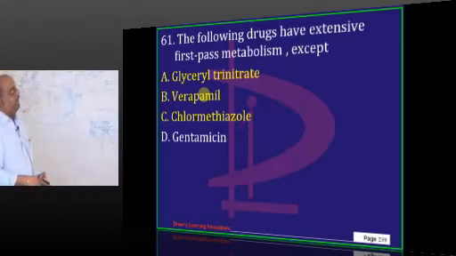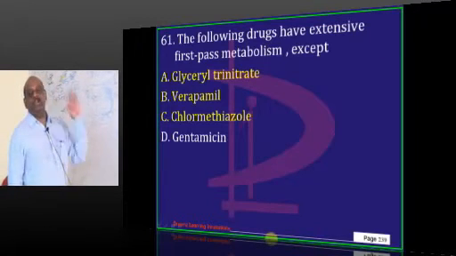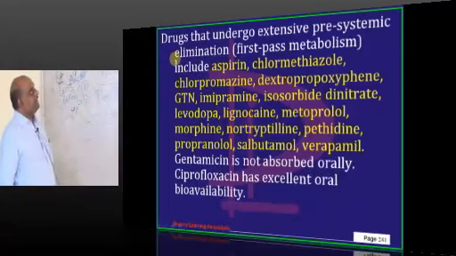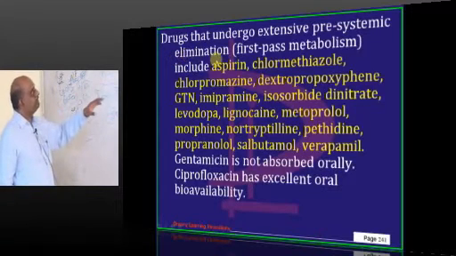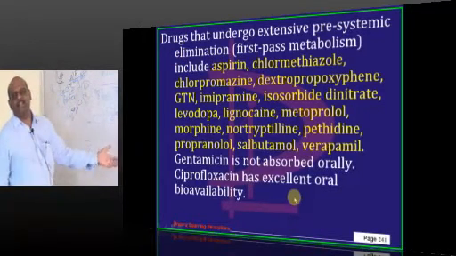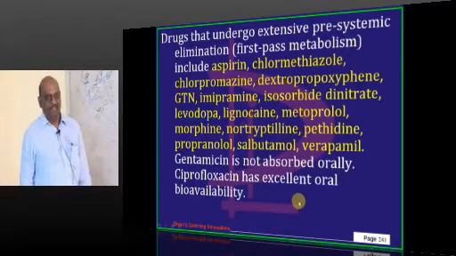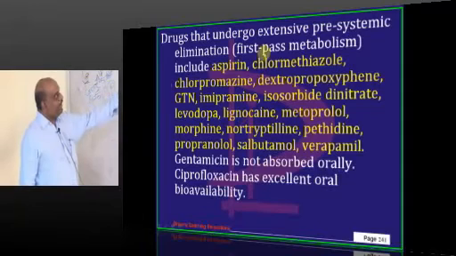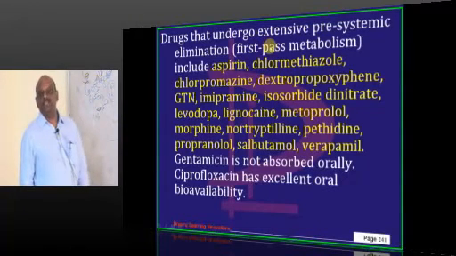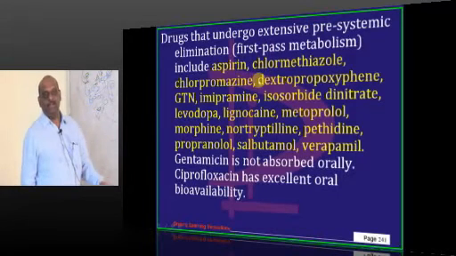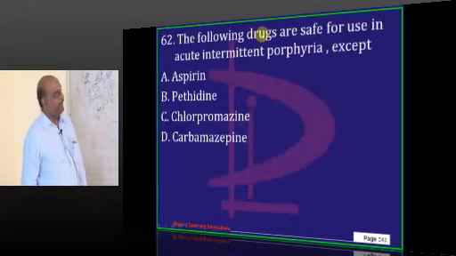Now doc, there is extensive first pass metabolism for all these drugs but not for gentamicin. So there is a list of drugs, unfortunately not related to one another. But why are they all brought to a common place? Because of their extensive first pass metabolism. At least 2-3 drugs you remember, whatever you can, don't remember all.